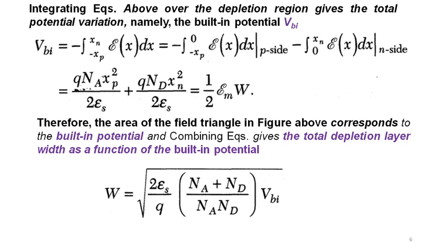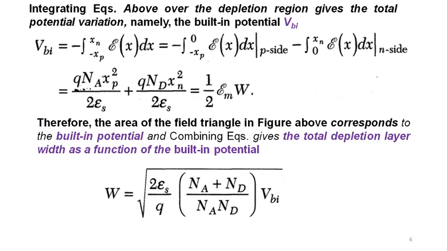If you take the integration of both, you get q NA xp squared over twice epsilon s, plus q ND xn squared over twice epsilon s. Here 1/2 becomes a common factor along with q, because W is nothing but xp plus xn. If you put in all the values, the built-in potential becomes 1/2 of Em into W. Therefore, it is the area of the triangle shown in the above figure.